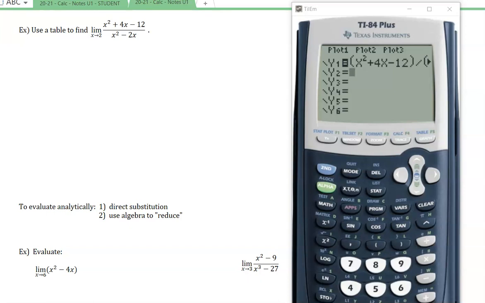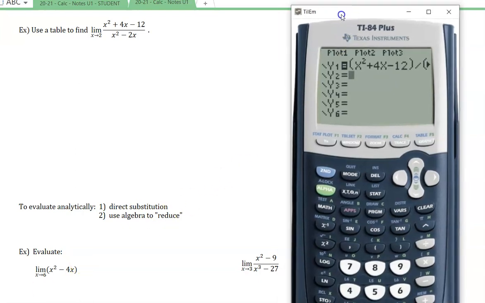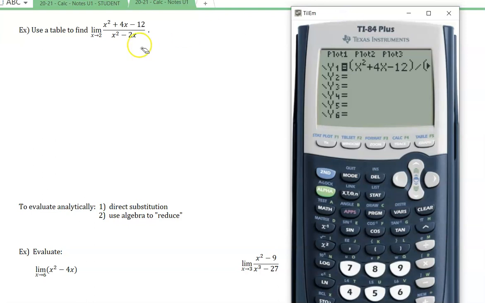Okay, another way to evaluate limits is by looking at a table. So that's what we're going to do here. I've got a TI calculator. Go ahead and put this function into your y1. Please make sure you put parentheses around the entire numerator and a set around the entire denominator.